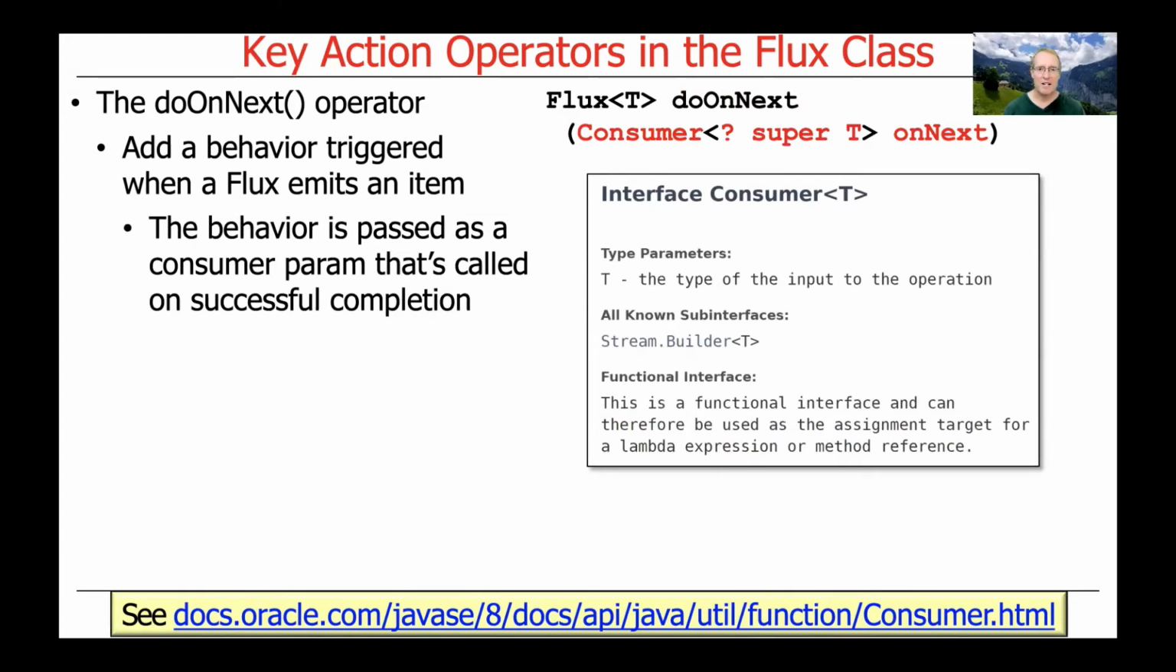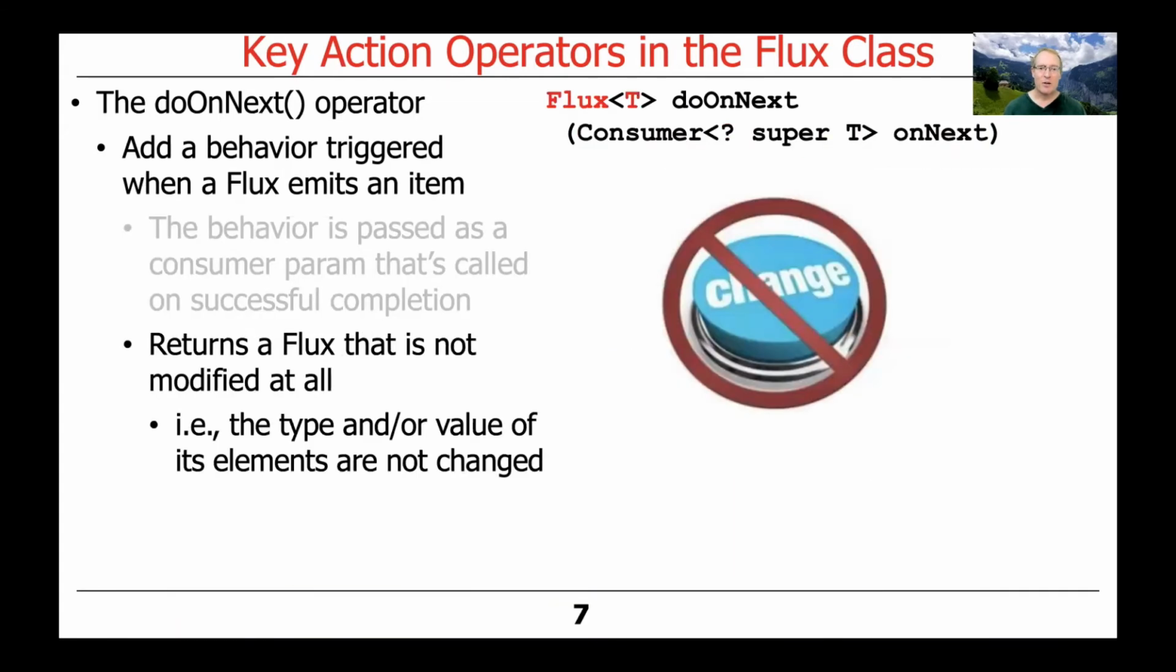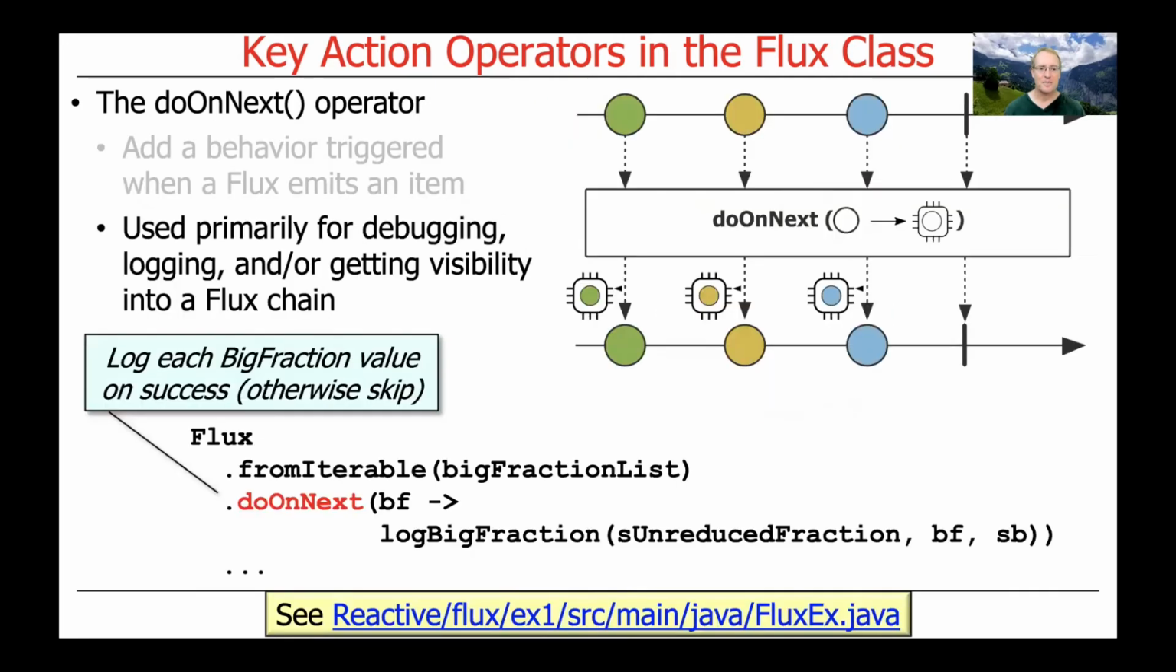The behavior is passed as a consumer, which is a Java 8 functional interface, that's called back by the Project Reactor framework on successful completion of the emission of that flux. In other words, it's essentially a callback. It returns a flux that's not modified in any way, shape, or form. In particular, the type and/or the value of its elements are not changed at all.